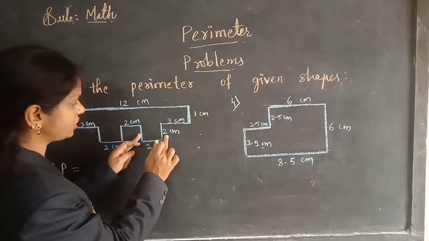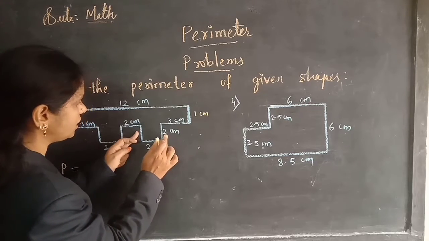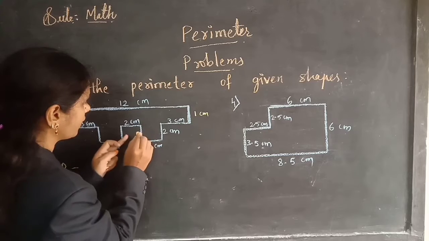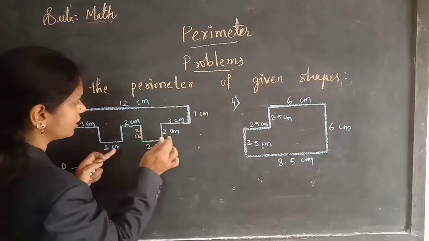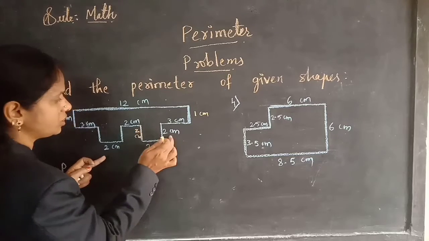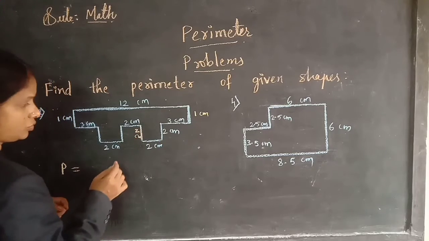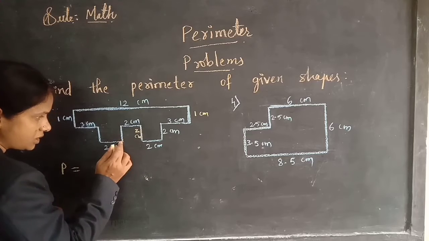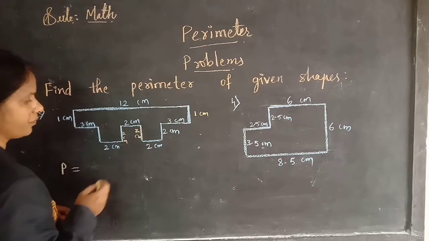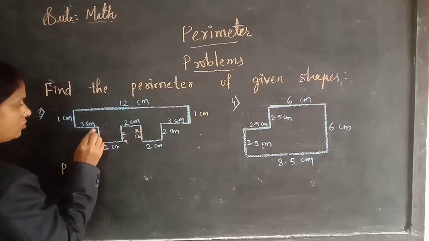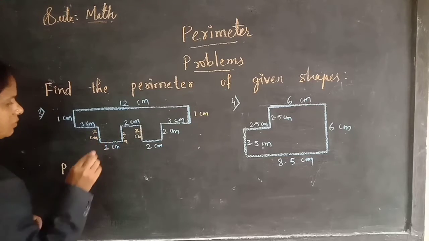Here also it is not given, children. So we can write this side length as 2 centimeters. Why? Because these two are opposite. So here it is 2, and here also it will be 2 only. And this opposite is this, children, so here also you can take 2 centimeters. And this opposite is this, so you can write here also 2 centimeters.